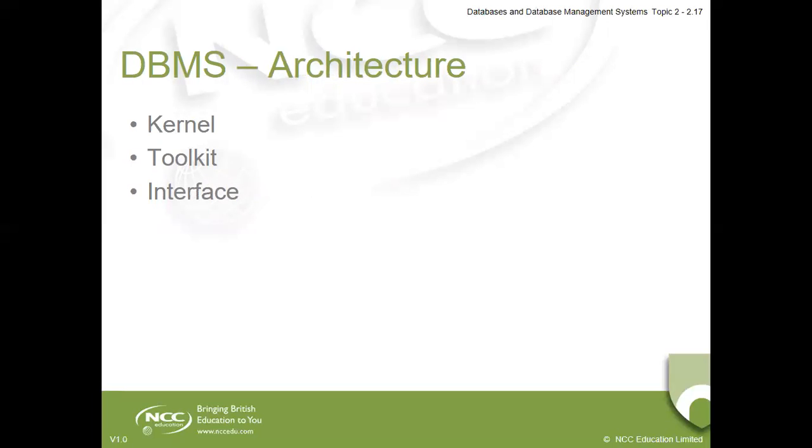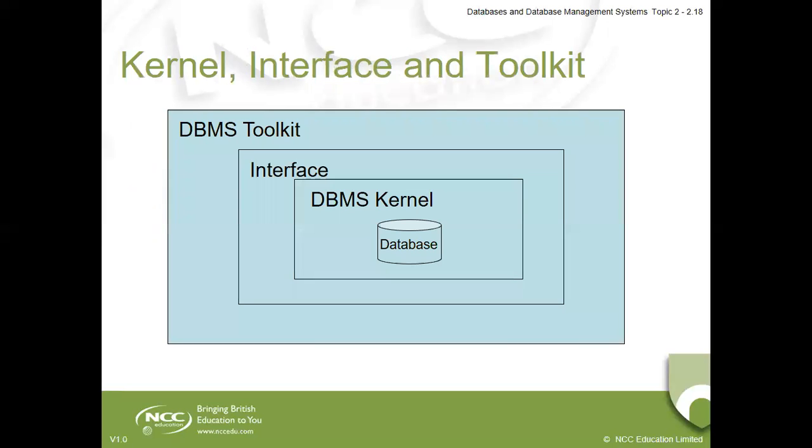Then DBMS architecture, that's the architecture of a DBMS. There is a kernel, a toolkit, and the interface. So that diagram you see there, you need to know how you can draw that diagram. First of all, it's the actual database. Then the DBMS kernel sits on the database. By the way, the database is hardware. That's a hard drive. Then the interface. So the interface is what users use to interact.